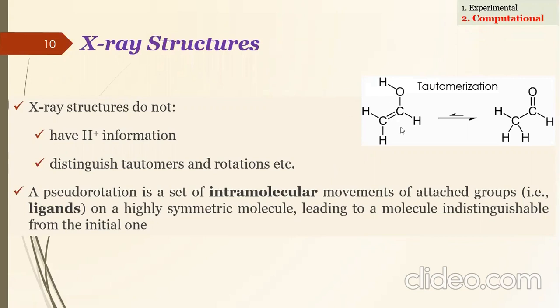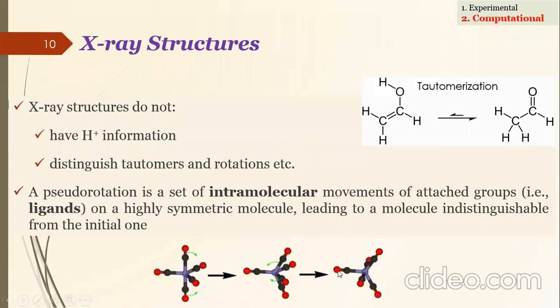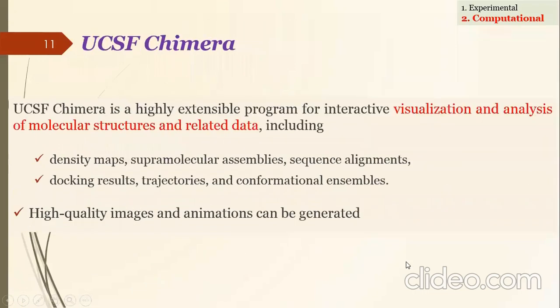So if a molecule is attached to two such molecules, and they are exactly similar, the rotation will not be detected and its score will not change, so that could be a pseudo rotation actually. So this is how it is shown. If this moves, it will be like in 3 different structures.